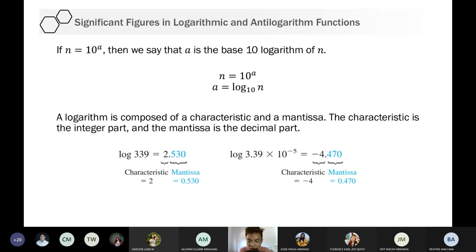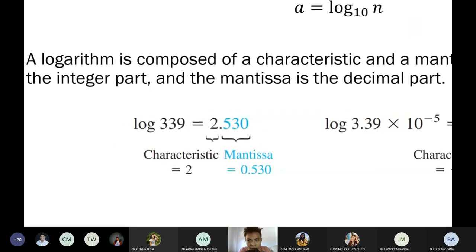algebraic functions, okay? So suppose you are doing logarithmic functions, and this is your original number, 339. How many sig figs does your original number contain? 339 has 3 sig figs, right? So when you put your number in the logarithmic function, your final answer must also be written in 3 sig figs. For example, this is the result of log 339: 2.530. How am I going to write that in 3 sig figs?